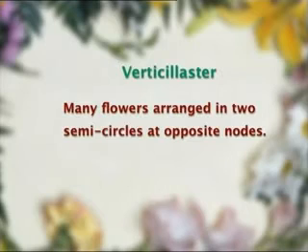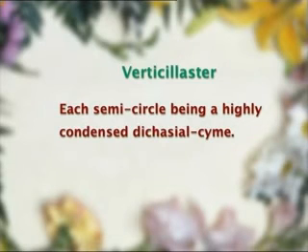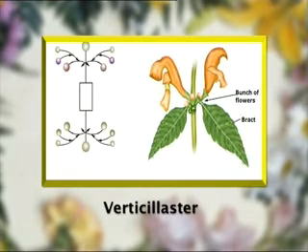The word Verticillaster means false whorl. In this type of inflorescence, many flowers are arranged in 2 semicircles at opposite nodes. Each semicircle at each node is a highly condensed dichasial cyme type of inflorescence in which the main axis bears 2 opposite bracts at each node. A large flower arises in the axil of each bract, below which are formed 2 smaller flowers on each side, as we can see in a dichasial cyme.